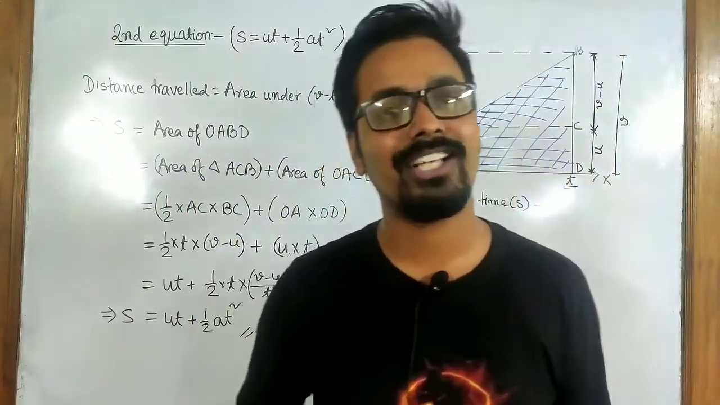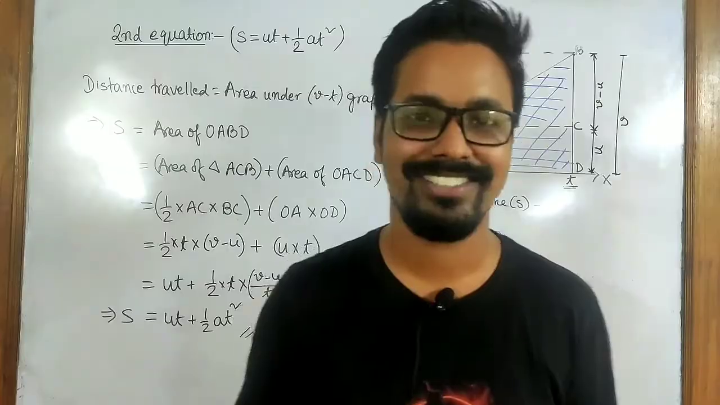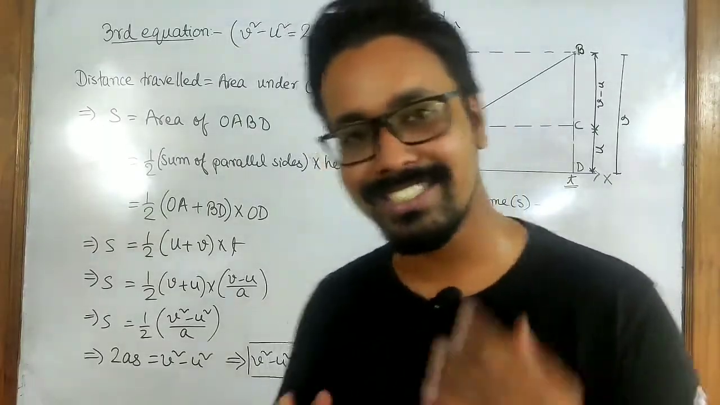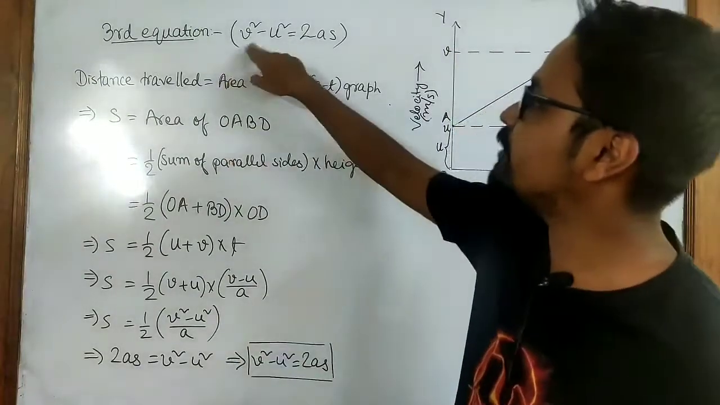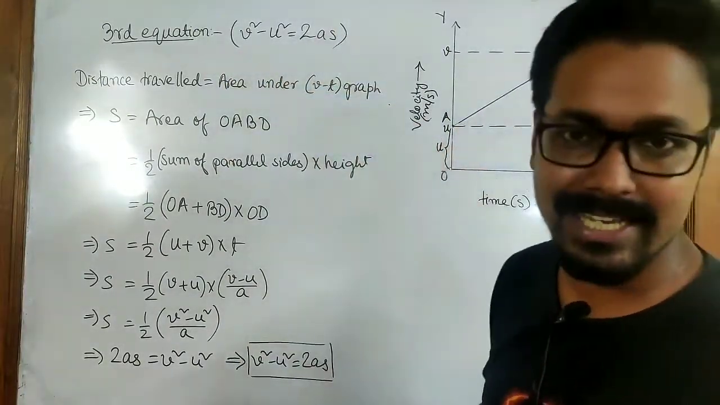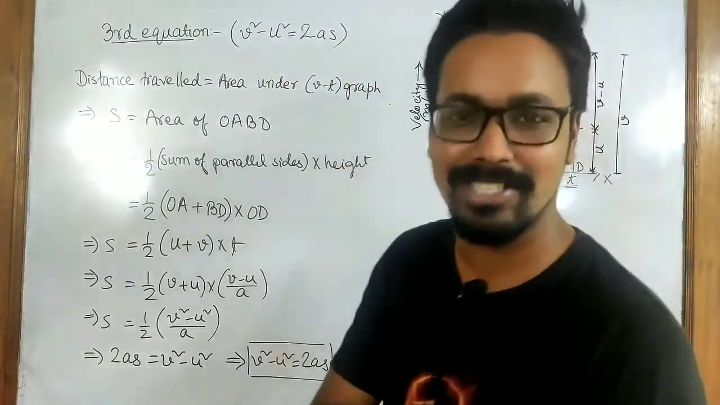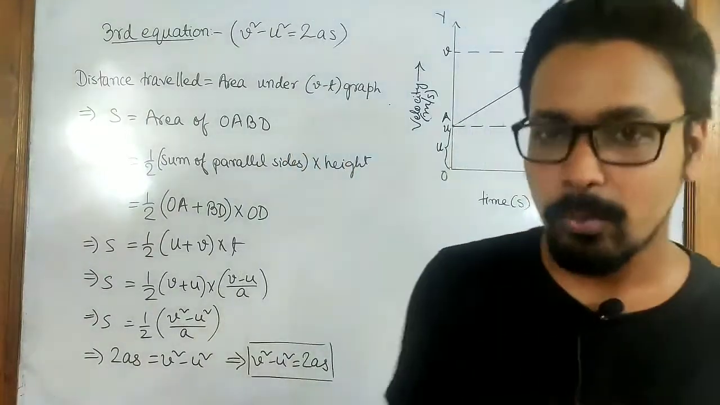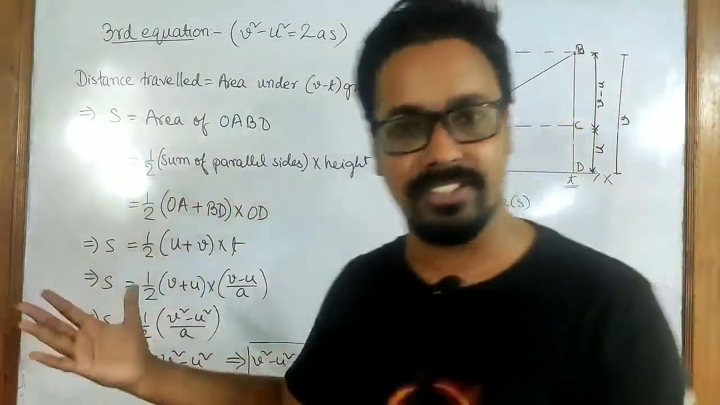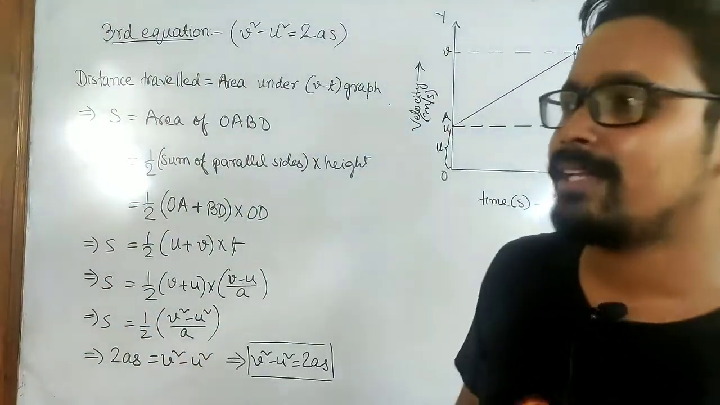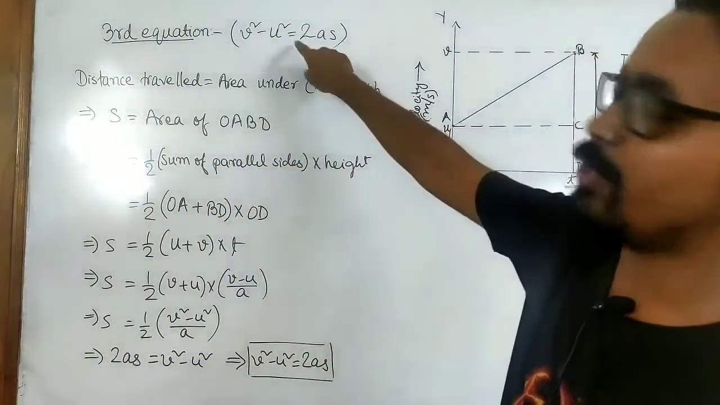Let's move into the last one, that is the third equation of motion. So we are on to the last proof, that is the third equation of motion, and here we have to prove v square minus u square is equal to twice as. This is the second simplest. The second equation we did was kind of the toughest of the three, although that was also not that tough, but that was the toughest. The easiest one is number 2, the moderate one is the equation number 3.